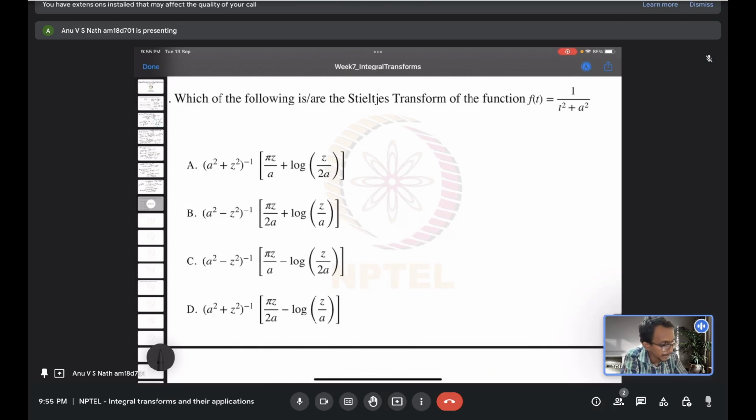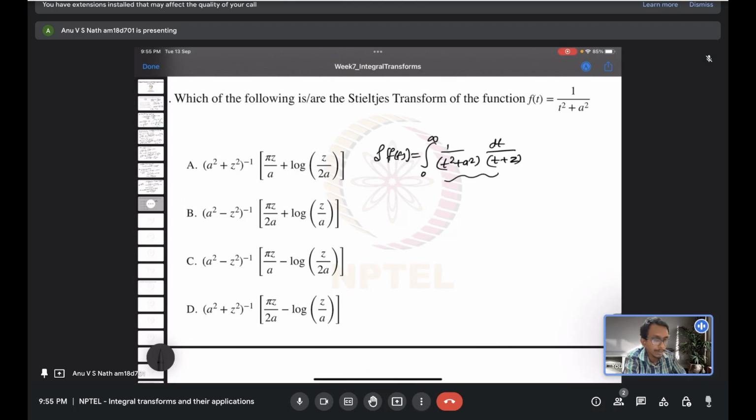Okay, so from the definition, the Stieltjes transform of the function f of t, which is 1 by t square plus a square, is the integral from 0 to infinity of dt by t plus z. Okay, so unlike the earlier case, we don't have any t raised to alpha minus 1 here. So everything is like integers, the powers of t. So we can do this integral. It can be done in the complex domain also, but we don't need to go there. We can actually perform this in the real domain itself.